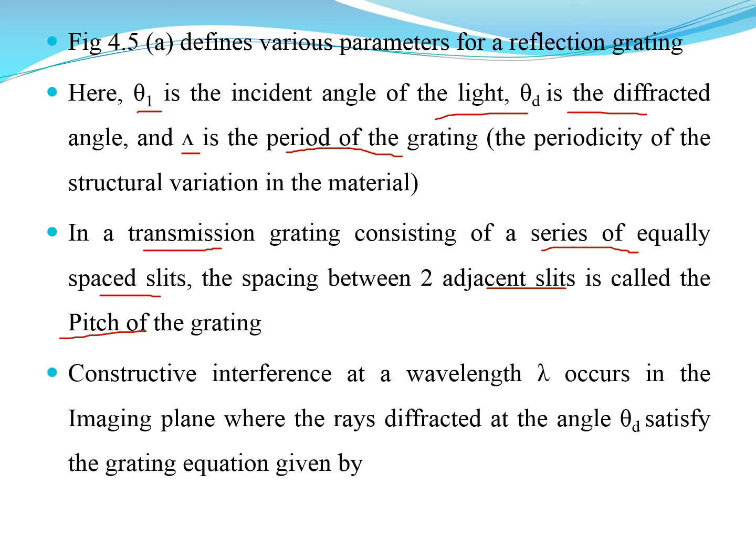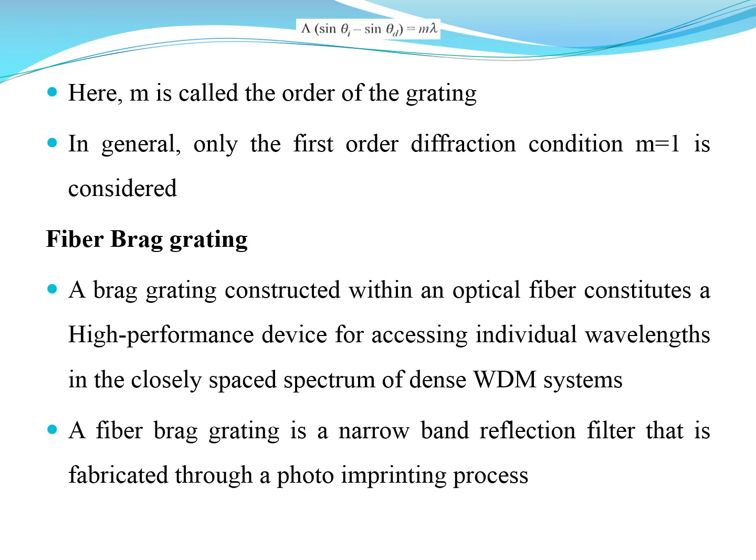And the interference at a wavelength lambda occurs in the plane where the rays are diffracted at an angle, which is called the diffracted angle. The equation for the grating is given by this, and here m is called the order of the grating. If I consider the first order diffraction to happen, we consider the value of m equal to 1.